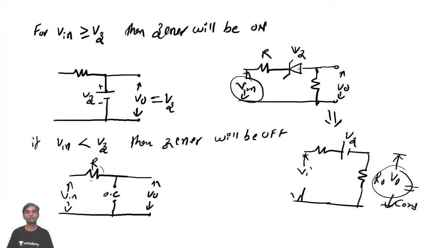Okay. For V input greater than or equal to Vz, the Zener diode acts as on, so breakdown happens. When the breakdown is happening, V output is going to be Vz. For V input less than Vz, it is going to act as an open circuit, and your output depends on the circuit. You should apply KVL and find out what the output voltage is.